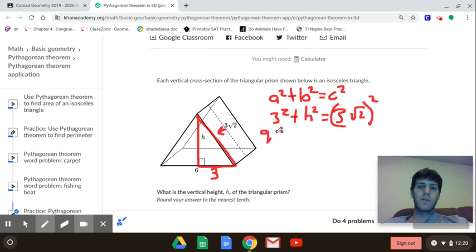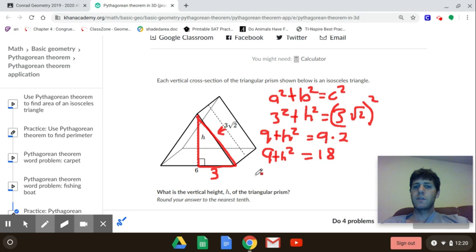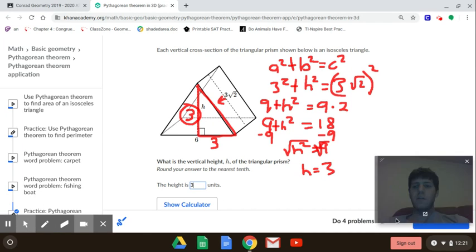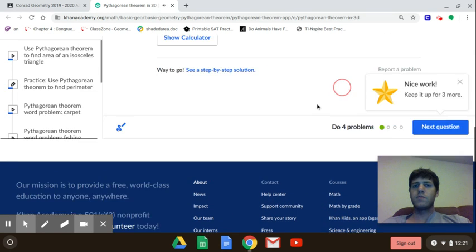3 squared is 9. So we have 9 plus h squared equals 3 root 2 squared. So 3 times 3 is going to be 9, and square root of 2 times square root of 2 is 2. So you should have 9 plus h squared equals 18. We subtract 9 from both sides. We get h squared equals 9. To get rid of the square, we do the inverse operation, which is square root. So we square root both sides. h is going to be plus or minus 3, but we don't want the negative because we're dealing with length. So the height here is going to be 3 units, whatever those units would be. So we can put in 3. Check our answer, and we're good.